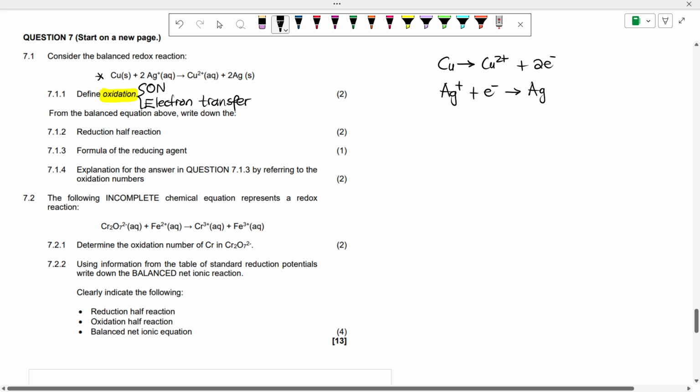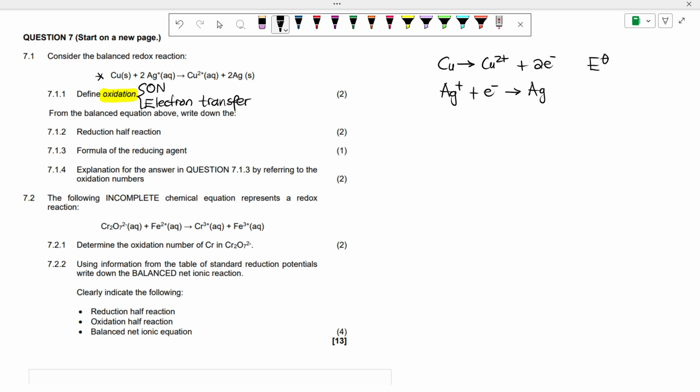If they ask you between these two half reactions, which one will have a higher E naught? Like which one will have a higher E naught, just looking at the equations, I mean, or just looking at the half reactions. Copper. Okay, why copper?